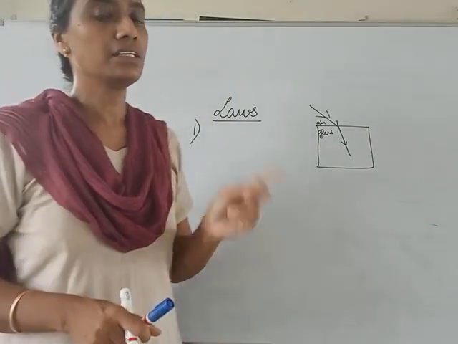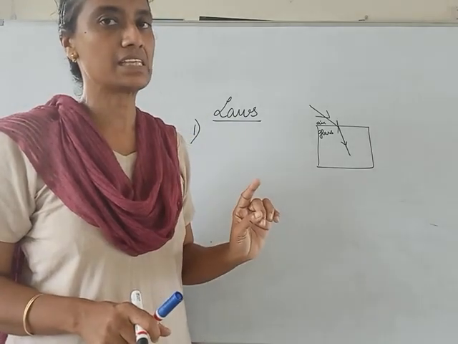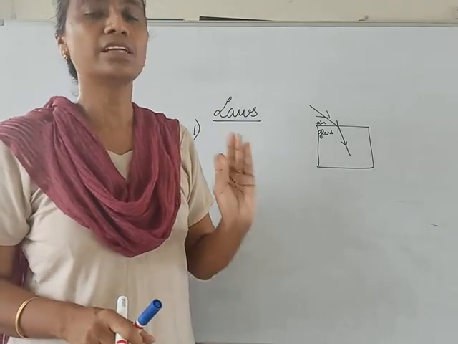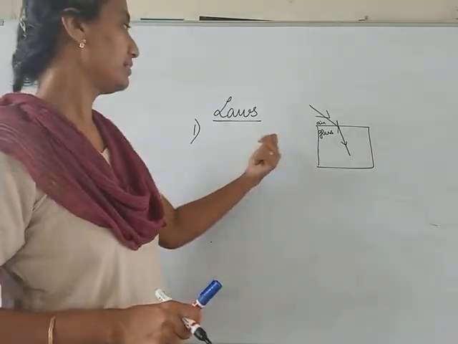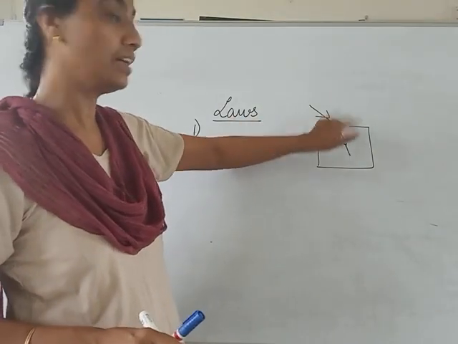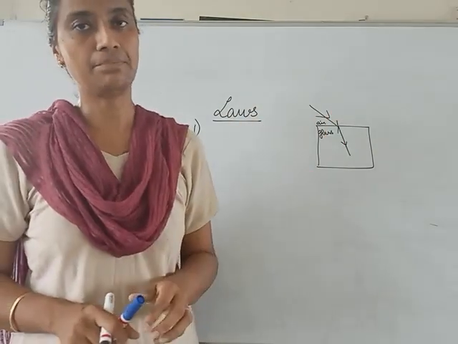Same way, if you remember, in laws of reflection also, the first law will say incident ray, reflected ray and normal lie in the same plane. Here it will say incident ray, refracted ray and the normal lie in the same plane.